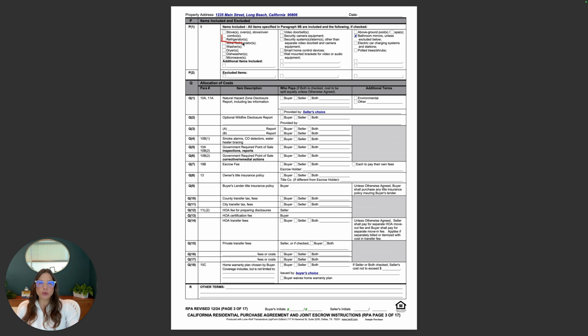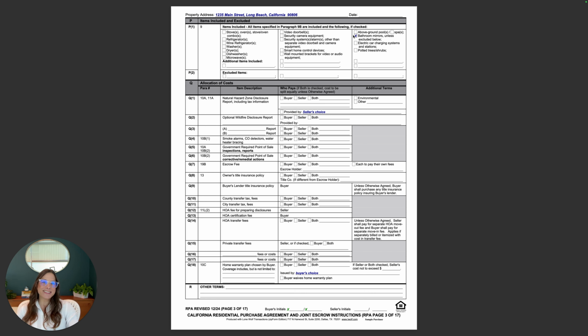Refrigerators are considered personal property. Sometimes people leave them. If this is not checked, don't expect it to stay with the property. Same with washer dryers. Dishwashers typically stay with the property, so we would check this. Microwaves, if they're built in, would stay with the property. Video doorbells, if you want them, let's make sure to check this off. Security systems, all of that, smart controls. So everything you want, check off.